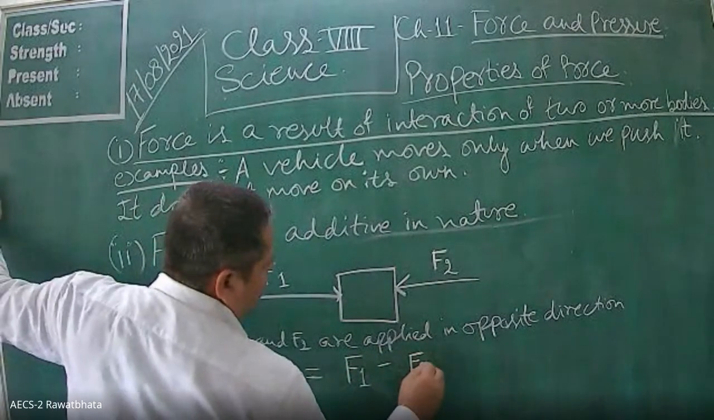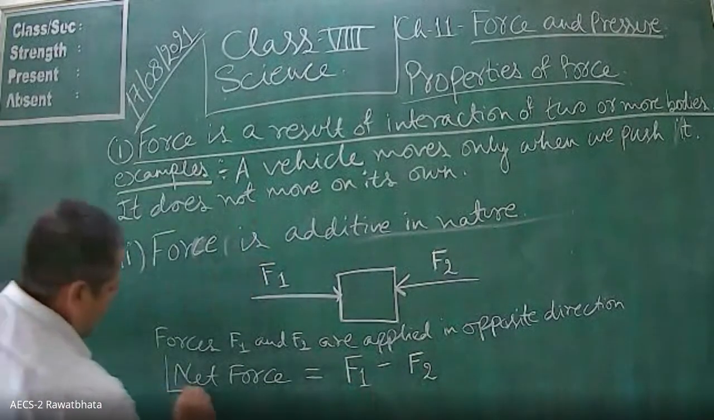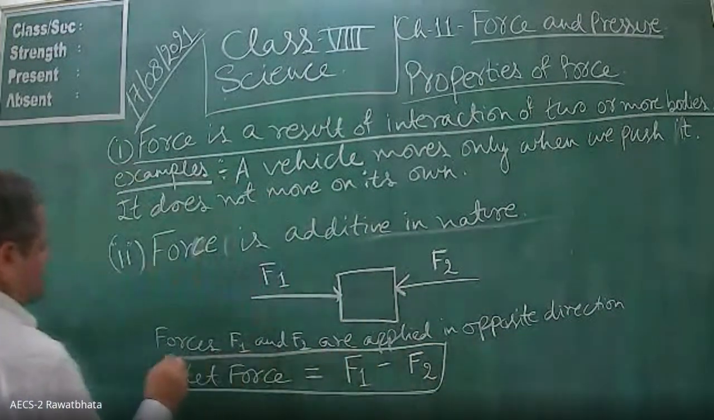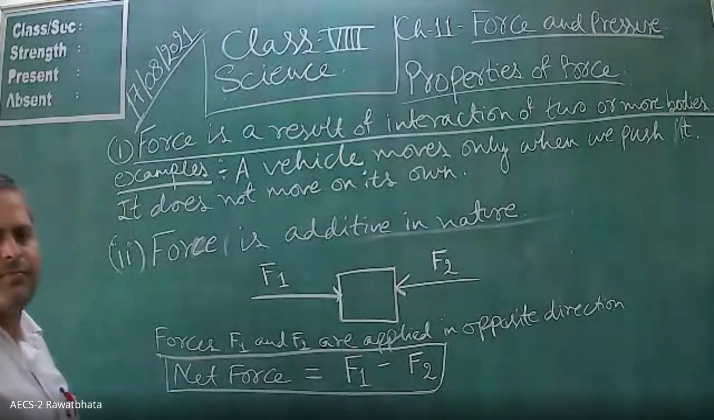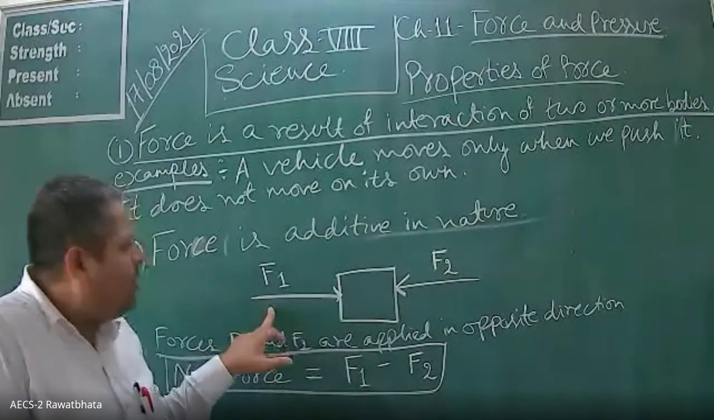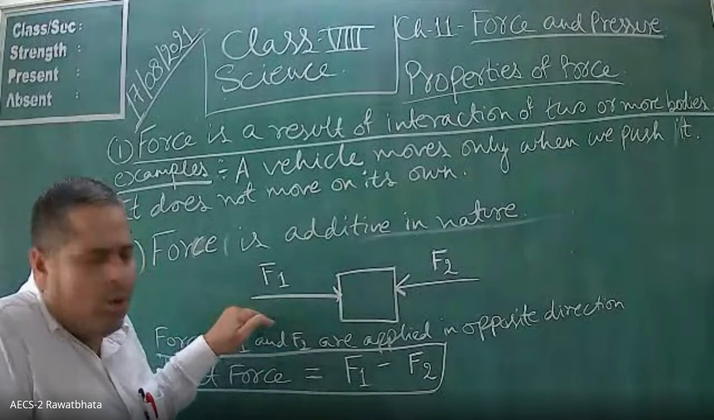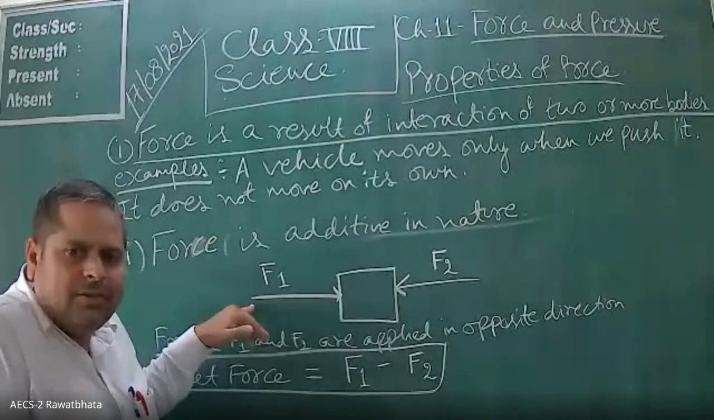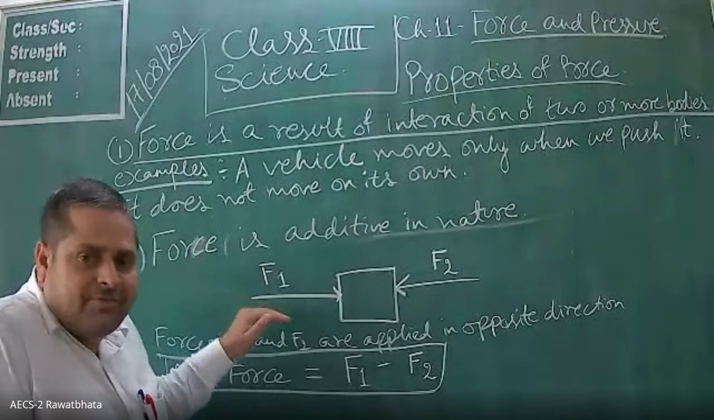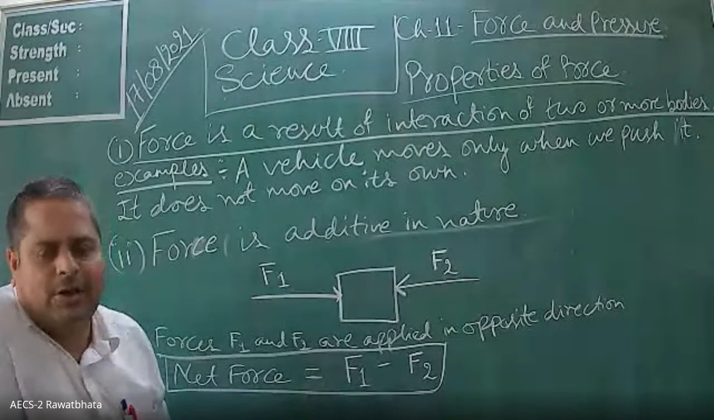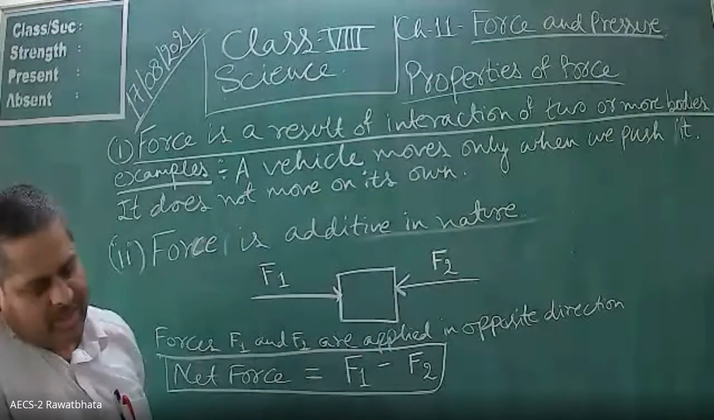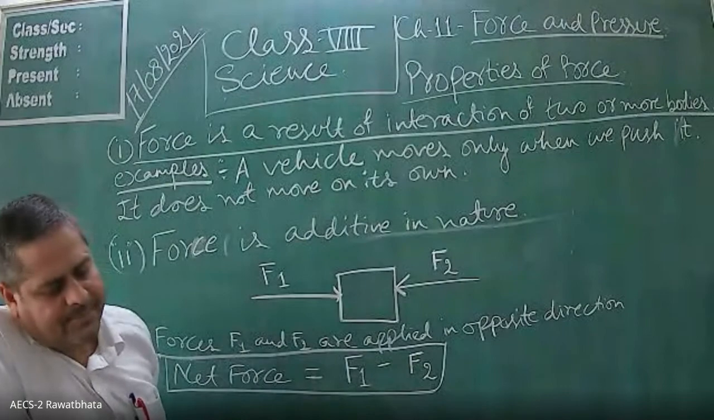Now, two forces act on the same body in opposite directions. What will be the result? The net force will be F1 minus F2. Are you getting it? Yes, sir. Suppose the magnitude of one force is more, then the box will go in that direction. From left to right if one is more, and the object will go from right to left if the other is more. Have you understood this? Yes, sir. Understood.